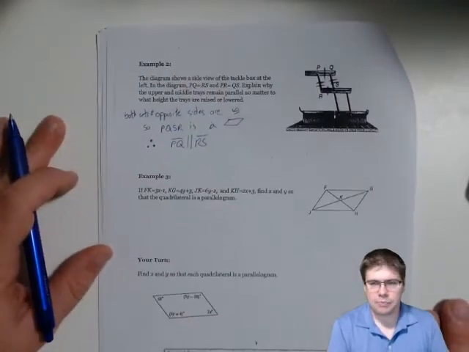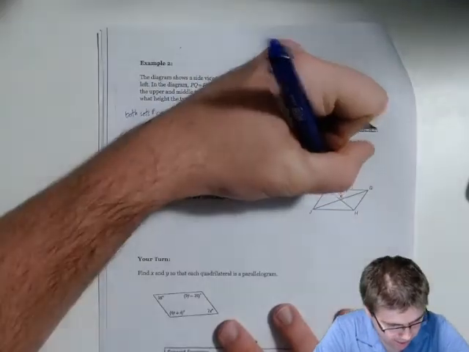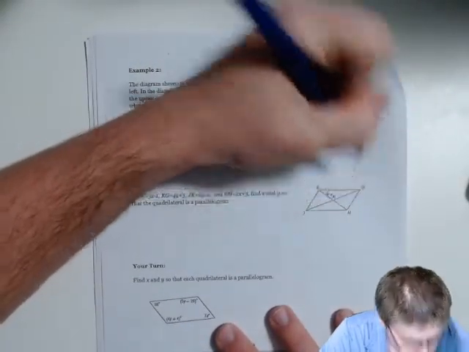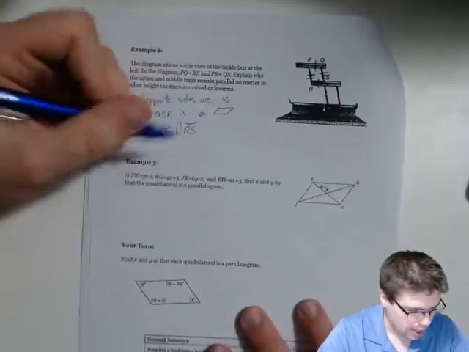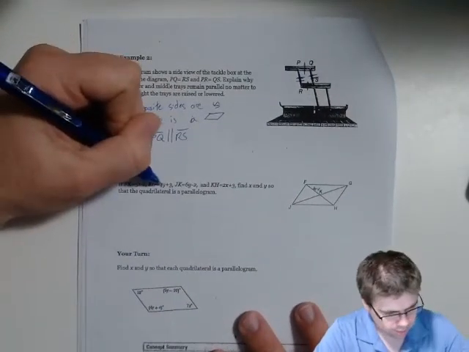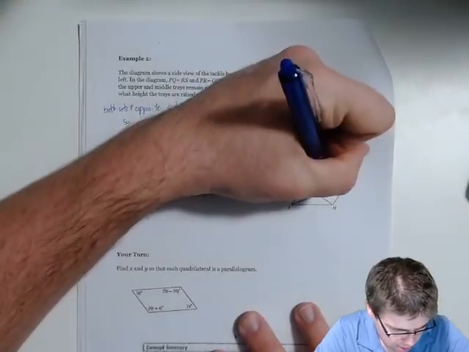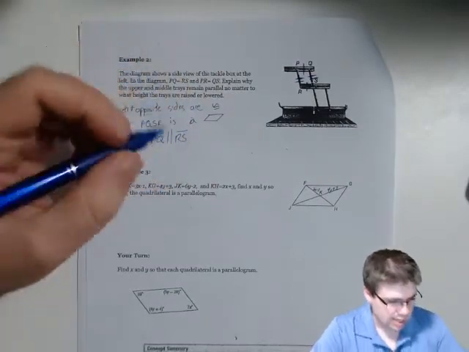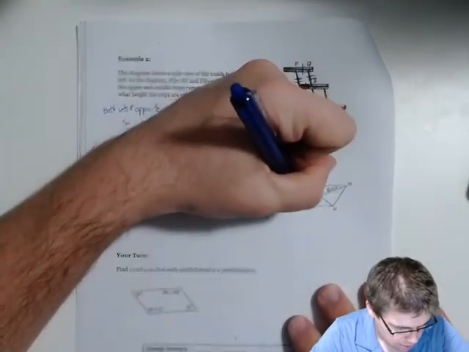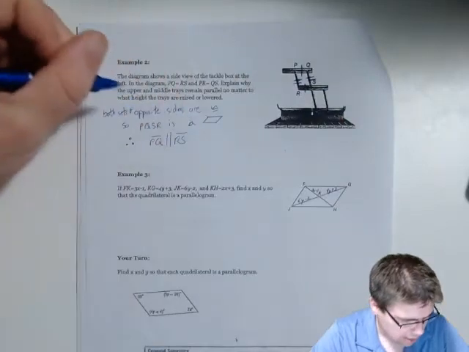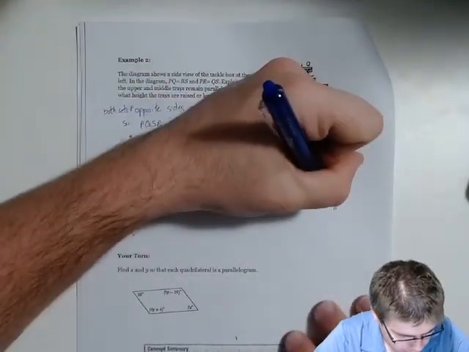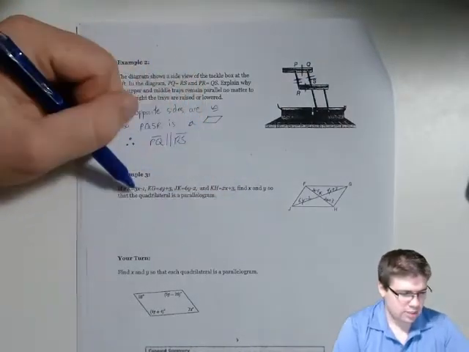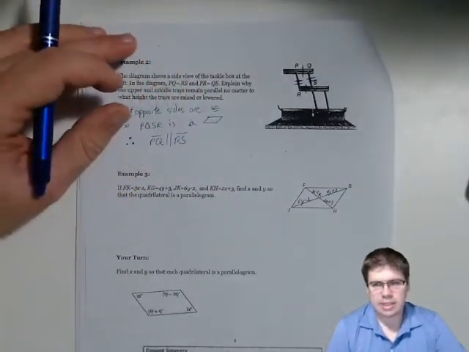All right, next example. FK, this segment is 3x minus 1. That's kind of tiny, sorry. KG is 4y plus 3. And JK is 6y minus 2. And KH is 2x plus 3. Get all that in there. Find x and y so that the quadrilateral is a parallelogram.